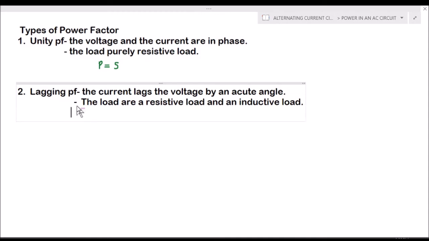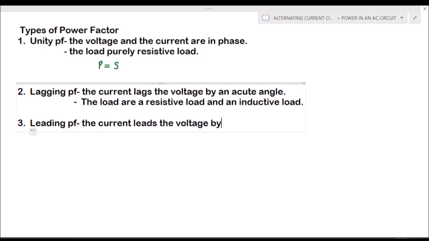Okay, now we go to another type of power factor. We have the leading PF, or the leading power factor. So the current leads the voltage by an acute angle.